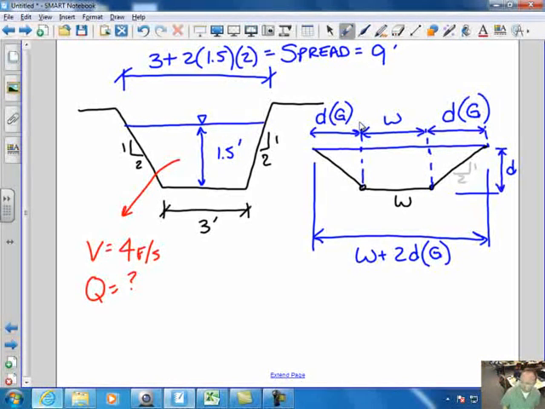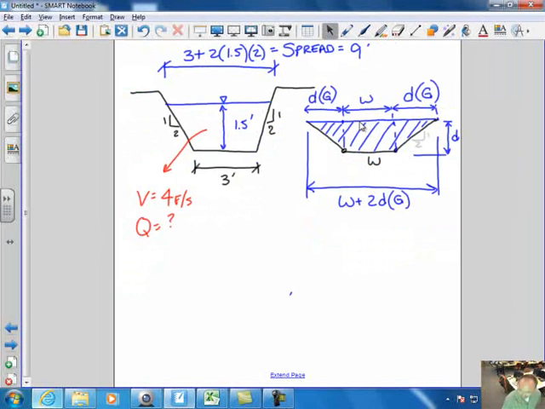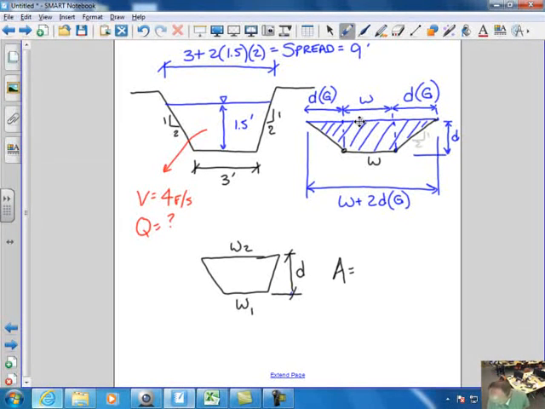Now we've got to figure out what is my cross-sectional area of this water. Well, we know it's a trapezoid. For any standard trapezoid, with W1, W2, and this is my depth, my area would equal 1/2 times W1 plus W2, the average of those two, times my depth. That is the area of a trapezoid.